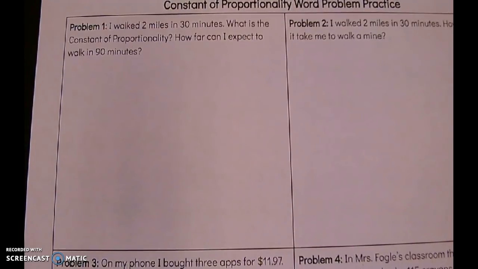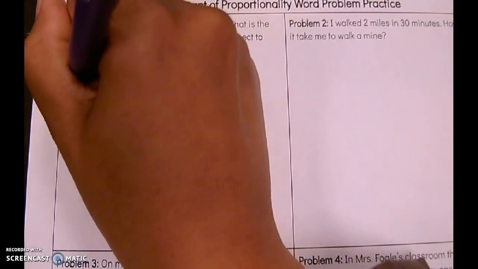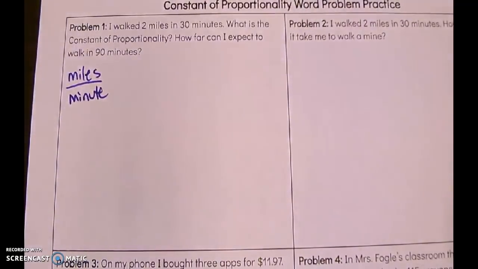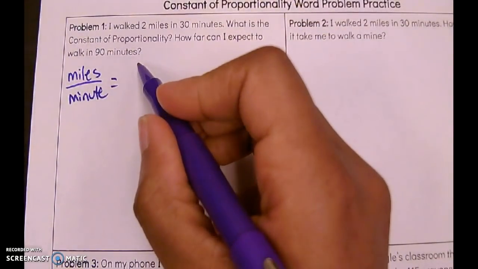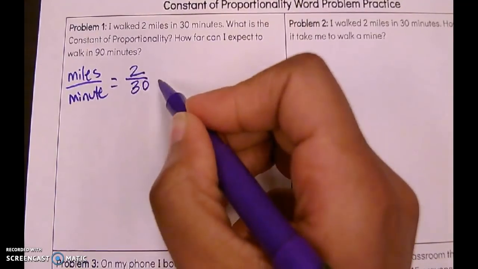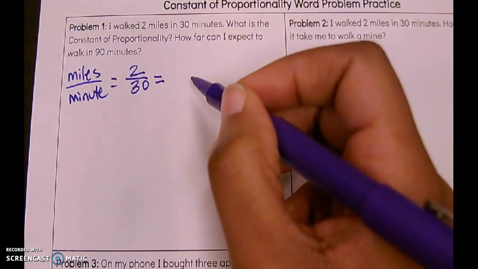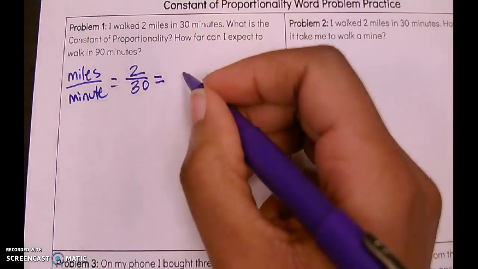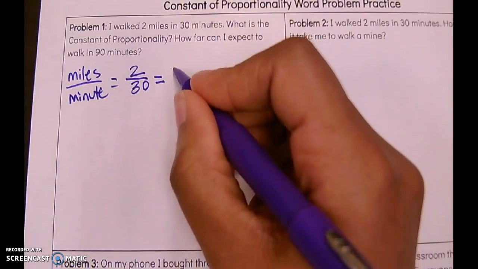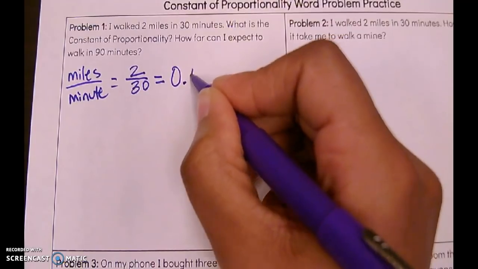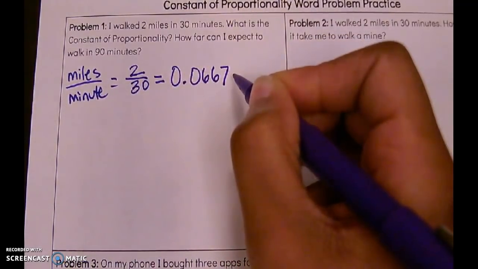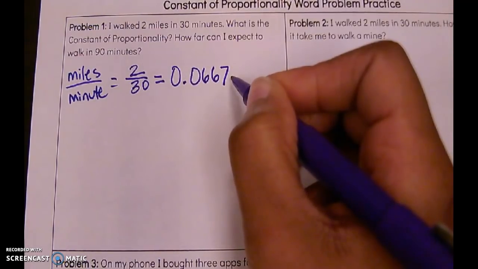The first thing I'm going to do is set up what this looks like in word form. What does this ratio look like in word form? So I am comparing miles per minute. All right? So it says I walked 2 miles in 30 minutes. So in order to find the constant of proportionality, remember that's the same thing as the unit rate, all I'm going to do is divide. And when I divide, I'm going to get kind of a funky number. If I round that number, it will round to 0.0667.